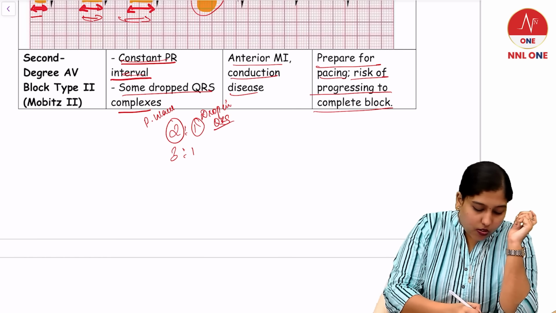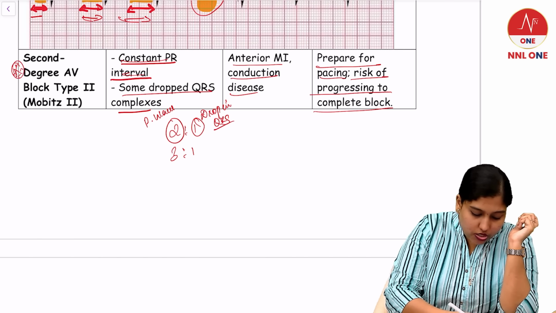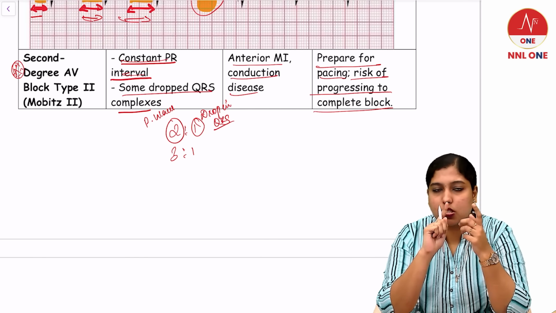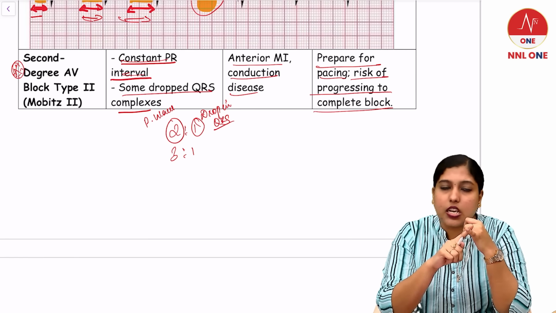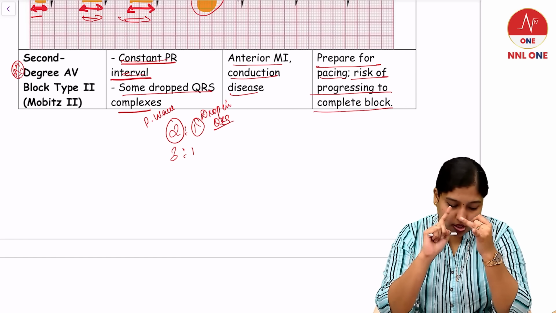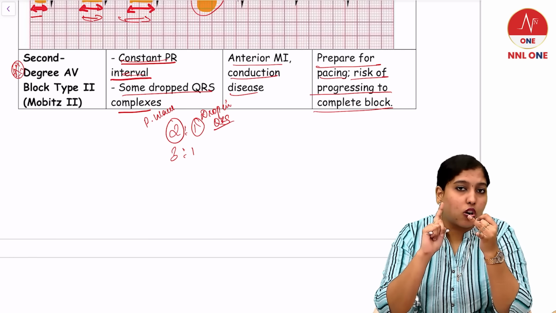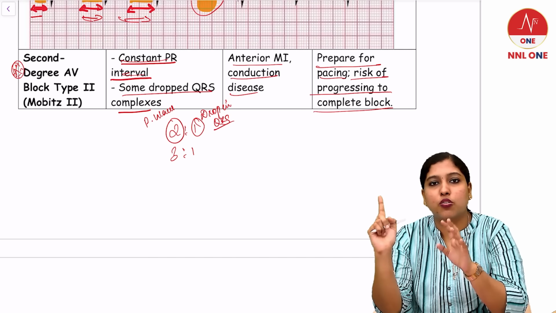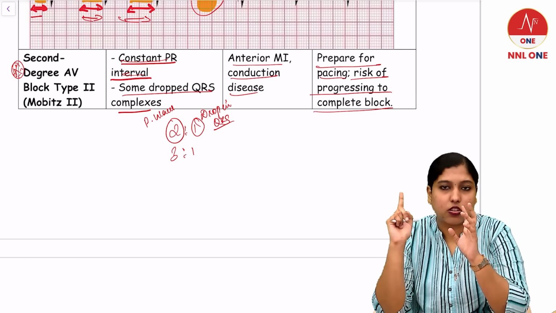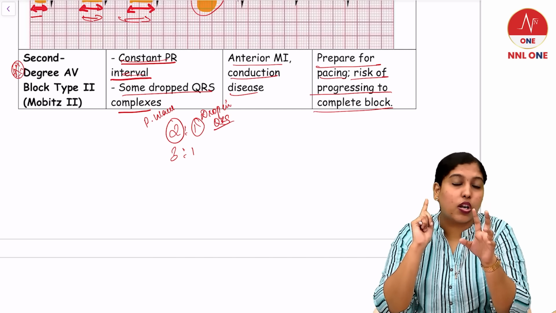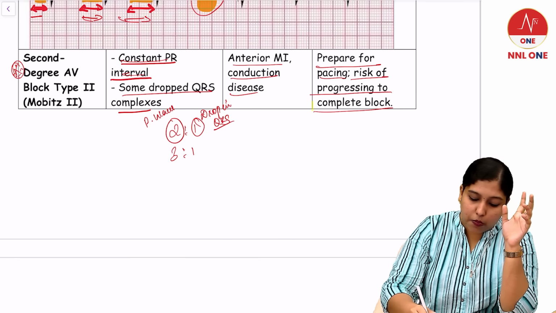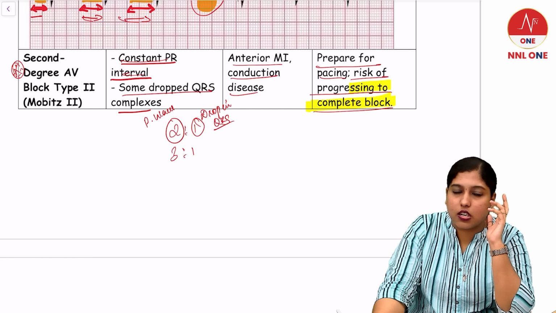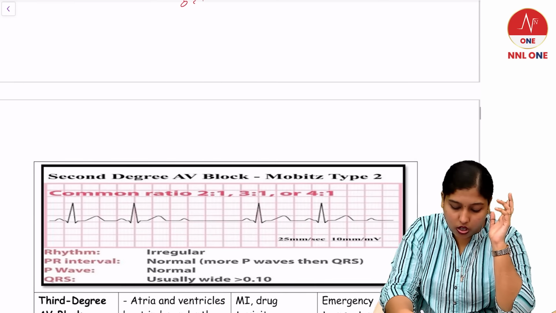So the most important MCQ point here is Mobitz type 2, that is your second degree heart block. In the second degree heart block, when you have Mobitz type 2 and you are not treating it properly, it will lead to myocardial infarction, it will lead to further complications, and it is the one which is going to drastically lead the patient to the complete heart block. Complete heart block is your third degree heart block.